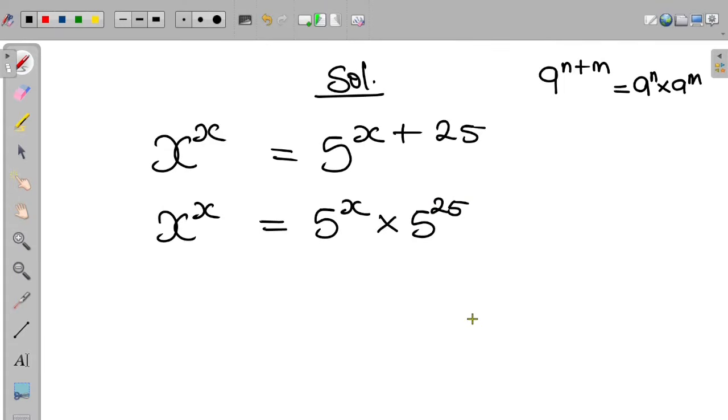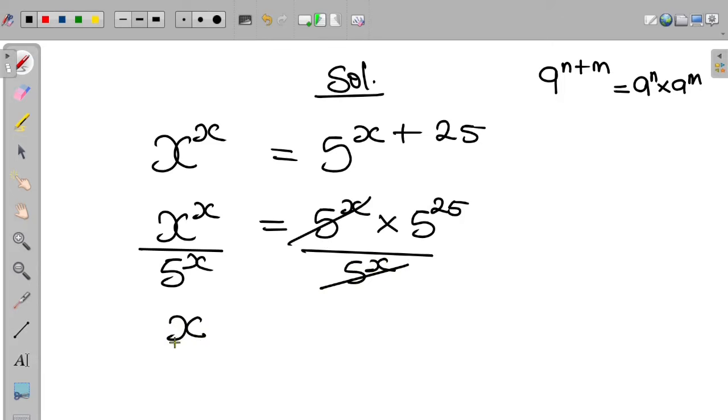Thus, we have to divide both sides by 5 raised to the power of x. So this will cancel out. So we'll be left with x raised to the power of x divided by 5 raised to the power of x equal to 5 raised to the power of 25.